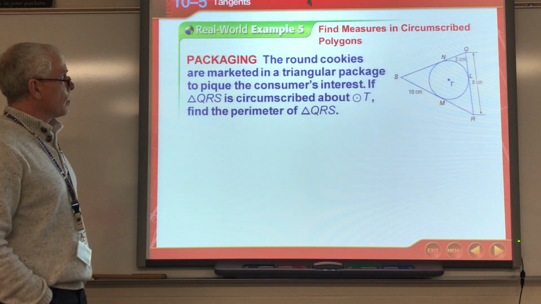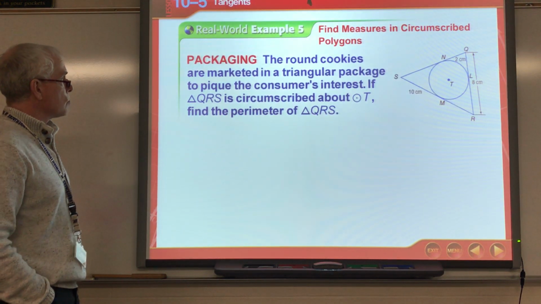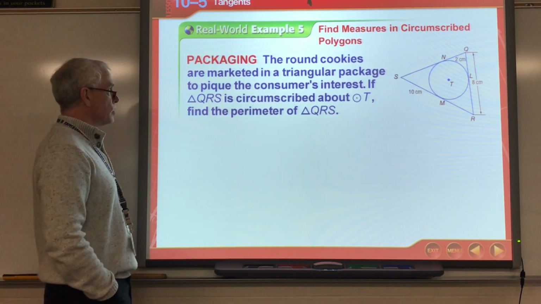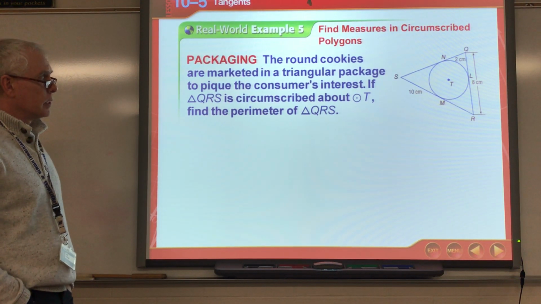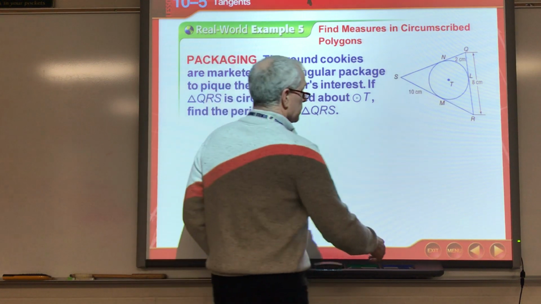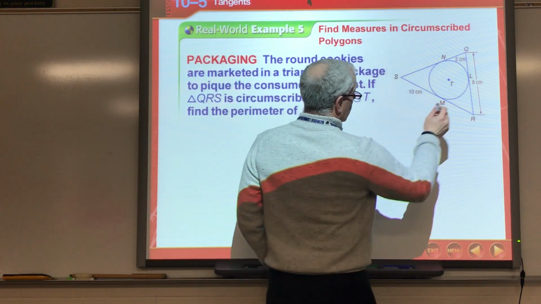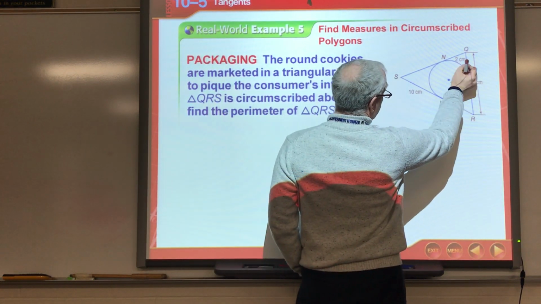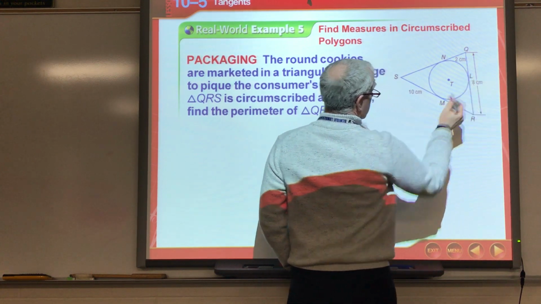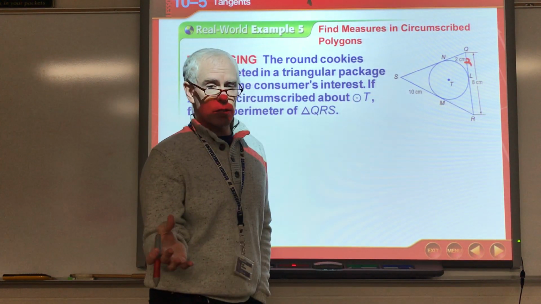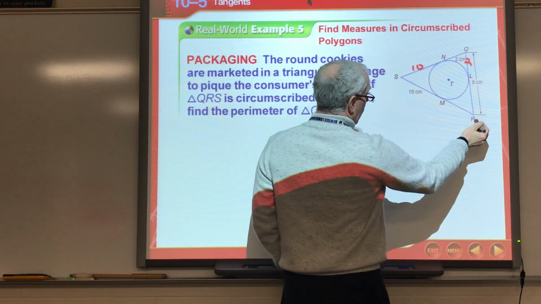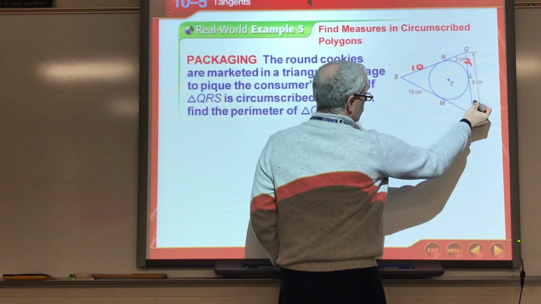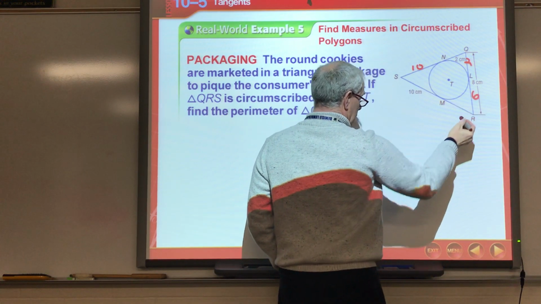Okay, this one, the round cookies are marketed in a triangular package to pique the customer's interest. If QRS is circumscribed about circle T, find the perimeter. Okay, well here's the thing, you guys. If that's 2, then both of these line segments are 2 here, because if they are tangent from the same external point, then they're congruent. So if this is 10, this is 10. If that whole thing is 8, 8 minus 2 is 6, that makes this 6 and this 6.